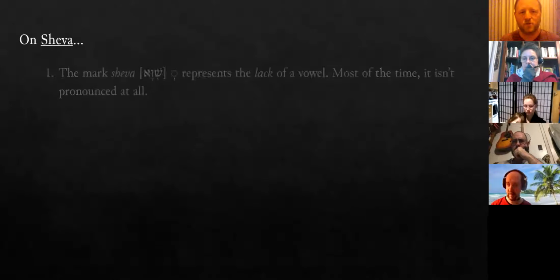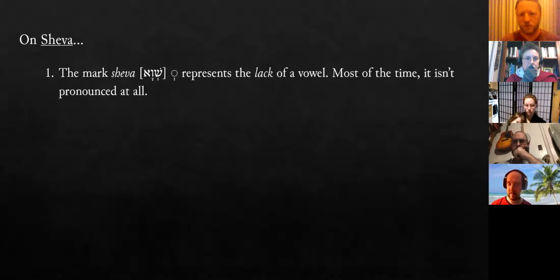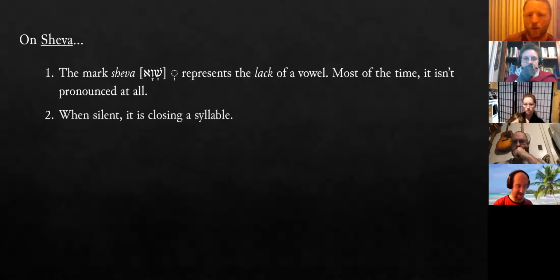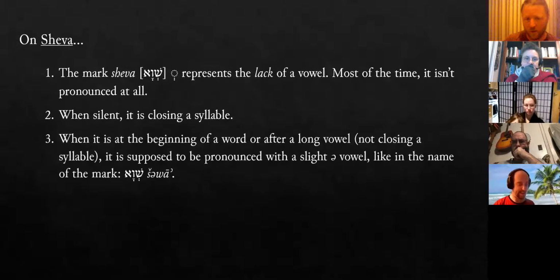All right, so the mark shva, which is the 2 dots, represents the lack of a vowel, the same as in Hebrew. Most of the time it isn't pronounced at all. When it is silent, it means that it's closing a syllable. Okay, it's after a short vowel generally. When it's at the beginning of a word, that is if shva is under the first letter, or after a long vowel, that is, it's not closing the syllable, it's supposed to be pronounced with a slight vowel, which we normally just give an S sound, doesn't matter.